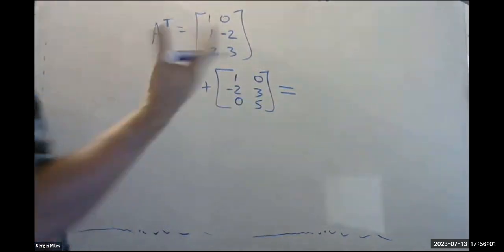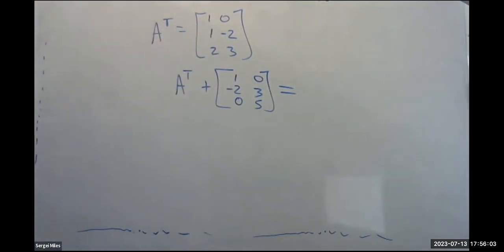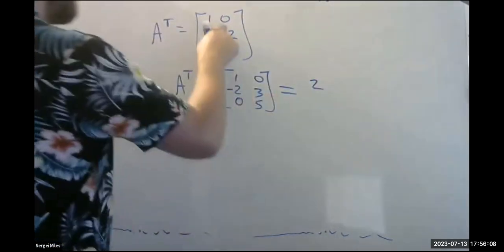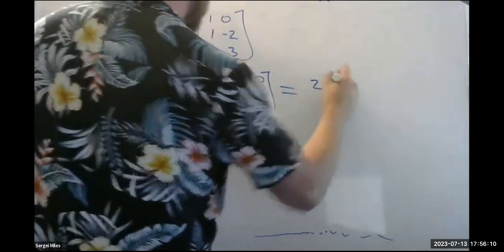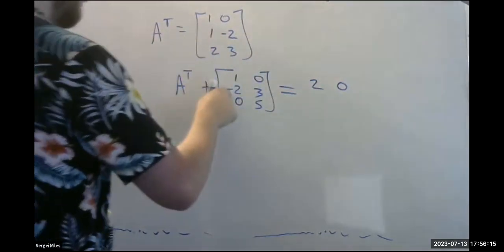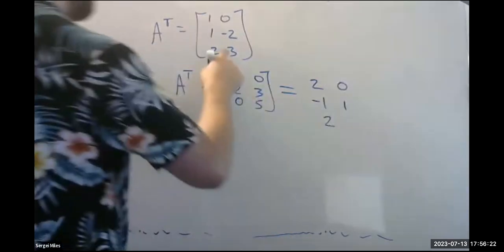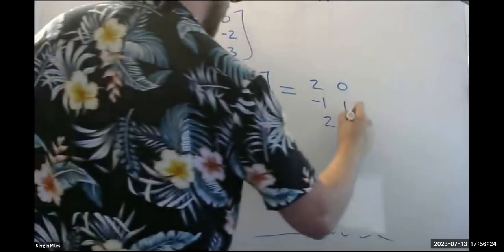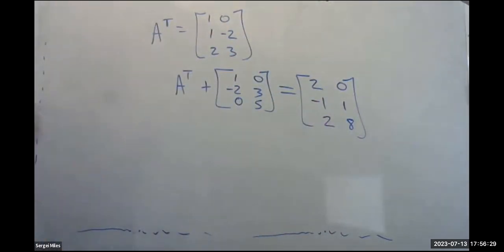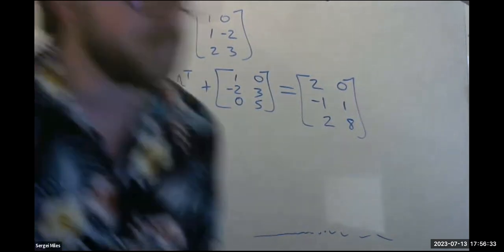So now how do I add this? I'm just going to compare the entries and add them together. 1 plus 1 is 2. 0 plus 0 is 0. 1 minus 2 is -1. -2 plus 3 is 1. 2 plus 0 is 2. And 3 plus 5 is 8. This will give us our resulting matrix. And so this is the final answer for today's participation question. Okay, great.